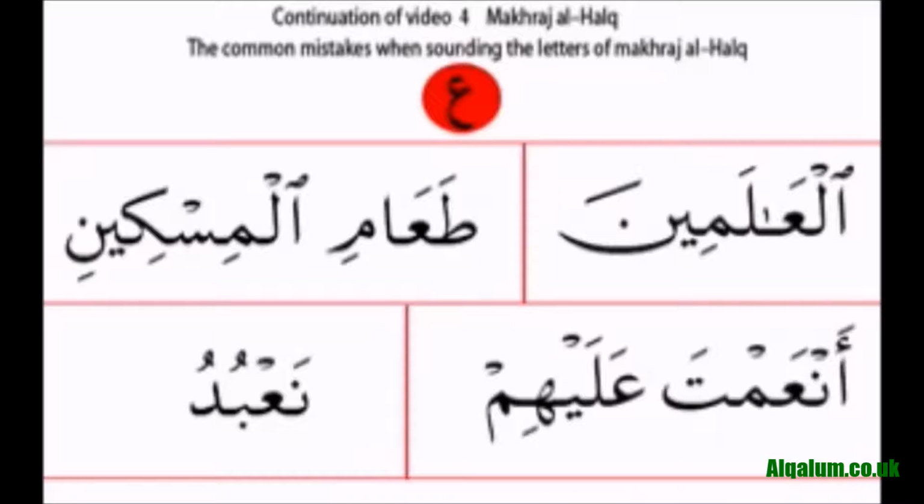This is the continuation of video number 4, and we are still on the topic of common mistakes when sounding the letters of makharij al-halq. We mentioned in videos 2 and 3 that makharij al-halq has 6 letters, and among them are the hamza and the ha, which we have seen in the last videos. Today, inshallah, we are going to talk about the ayn and the common mistakes in pronouncing it.